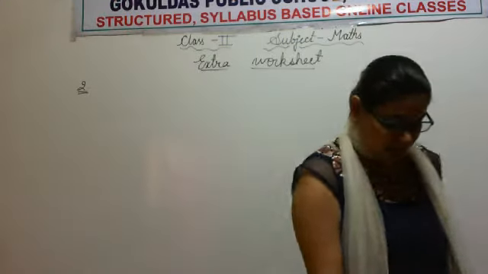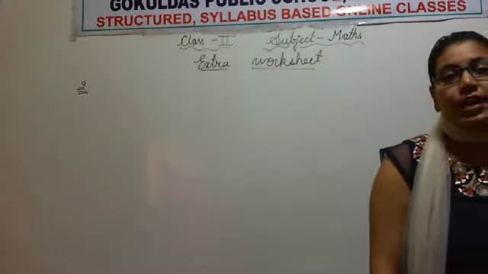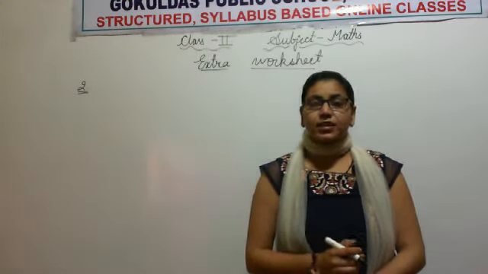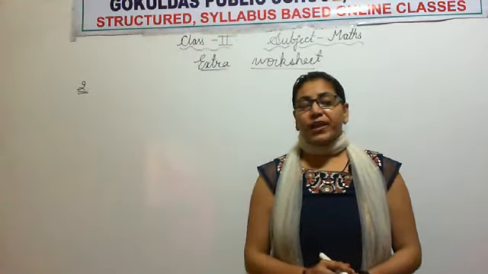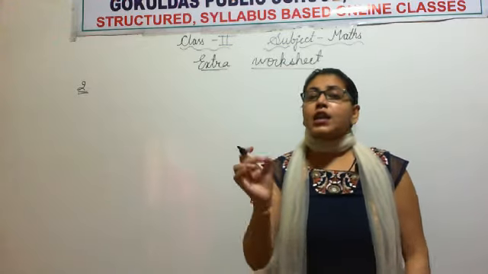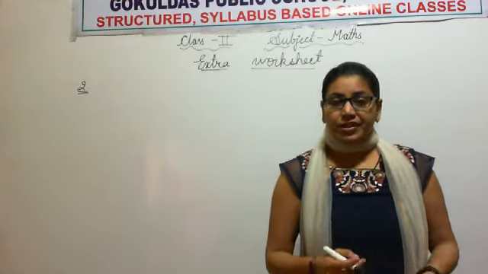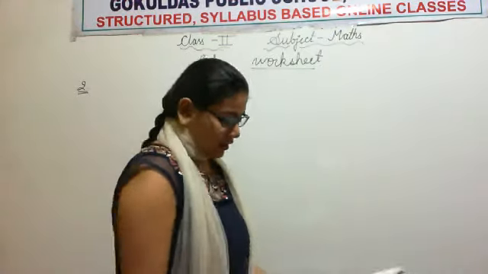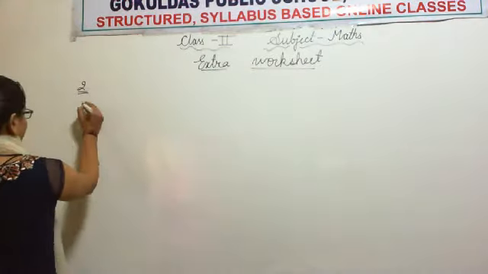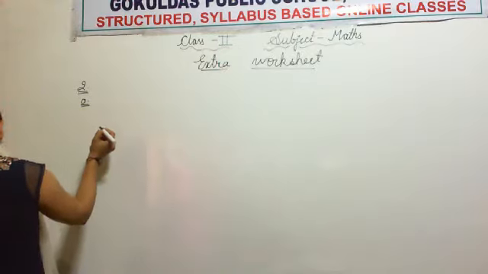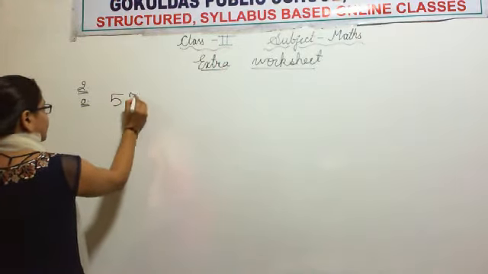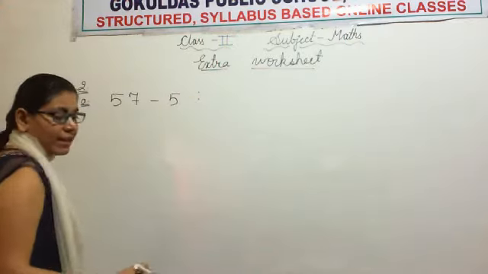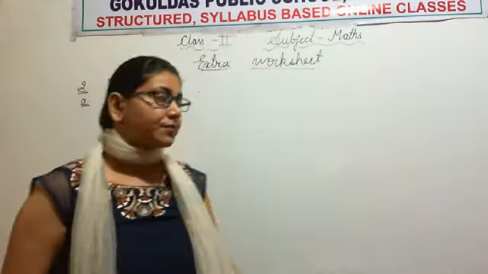Second question, subtract by counting backwards. When we started our chapter number 3, subtraction, the very first method of subtraction we learned was backward counting, subtraction by backward counting. I hope you all remember that. So the very first part A is 57 minus 5. 57 minus 5, let's do it.